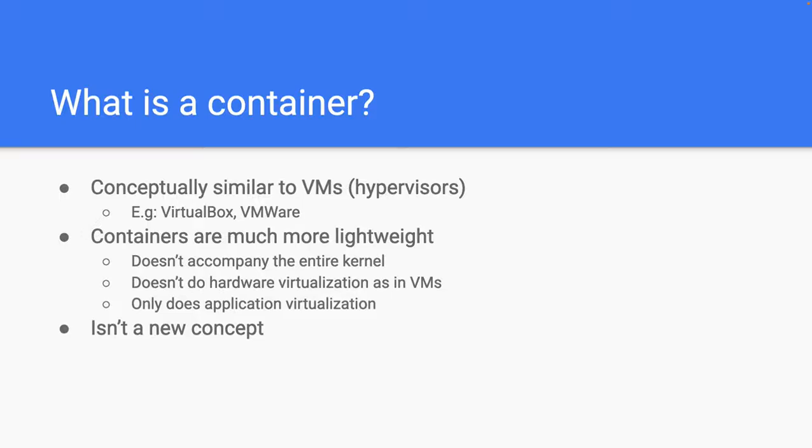First of all, containers are much more lightweight than virtual machines because they don't accompany the kernel or the operating system like virtual machines do. So it also doesn't do hardware virtualization as virtual machines do. For example, a container doesn't have its own network interfaces, it doesn't have its own hard disk space and so forth, right? So those are not virtualized. Those are all being utilized from the host where the containers are running.